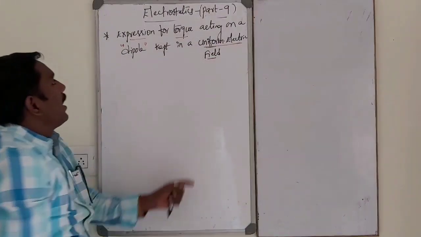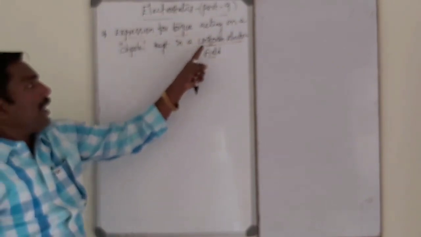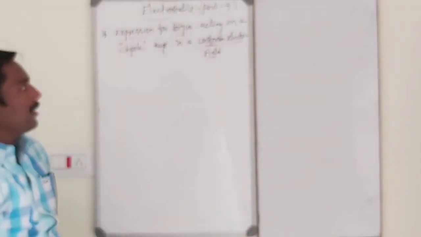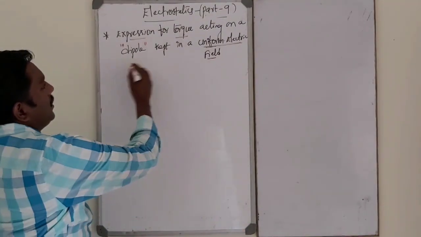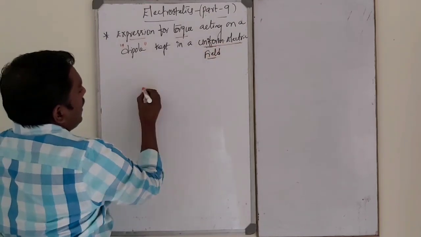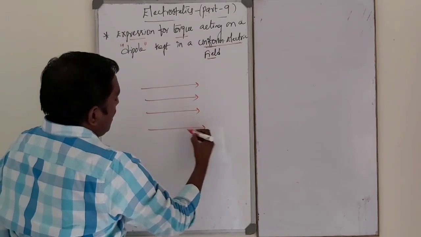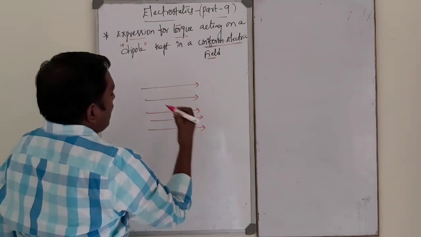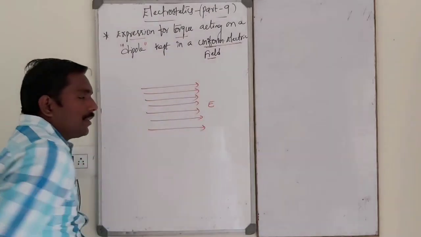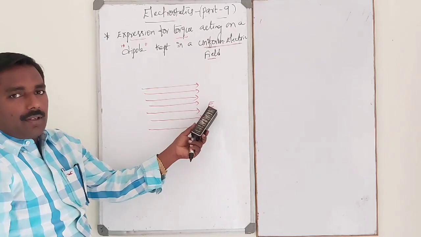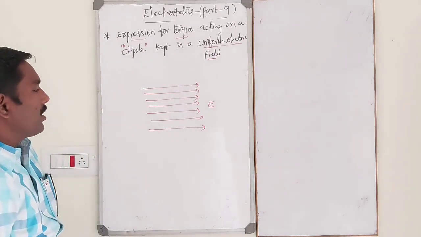Now we discuss the expression for torque acting on a dipole kept in a uniform electric field. Let us consider a uniform electric field like this. Dear students, this is the uniform electric field representation. E is the electric field, and the arrow mark indicates the direction of the electric field.